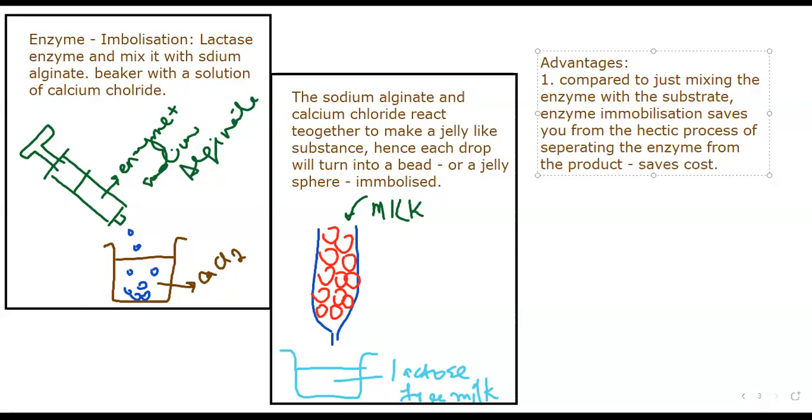My cost of the product is going to be saved because I don't have to worry about the enzyme mixed with the substrate. I can immobilize the enzyme and use it again and again. So it will save me cost, and also there will be no contamination, right? My milk is not going to be contaminated with the enzyme. Secondly, like I said, it is cost effective. These are the two things: no contamination, and it is cost effective, because I can reuse the enzymes again and again.